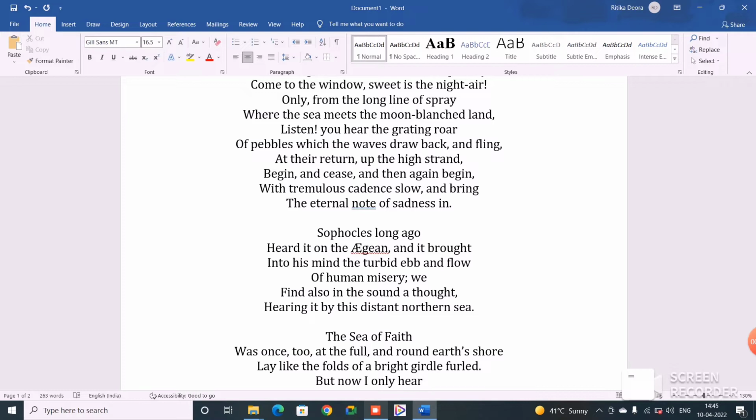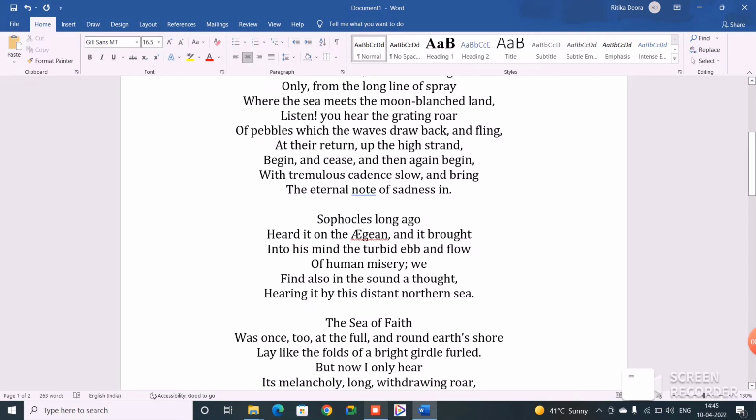We find also in the sound a thought, hearing it by the distant northern sea. And the poet is saying that maybe Sophocles would also have understood the ebb and flow, meaning the coming and going and the continuous process of human misery. He would have understood it while standing on the Aegean Sea. And today I am getting the same thoughts while standing on this Dover beach and hearing the sound of the pebbles. So this is what the poet has tried to convey.